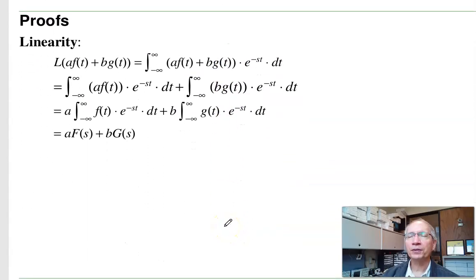So here's some proofs. Suppose I want to find the Laplace transform of a f of t plus b g of t. Laplace transform is defined as the integral from minus infinity to plus infinity of your function times e to the minus st dt. Well, I can distribute the e to the minus st and treat that as two integrations. Pull out the a and the b, and I have a Laplace transform of f plus Laplace transform of g times a and b respectively. Laplace transforms are linear.